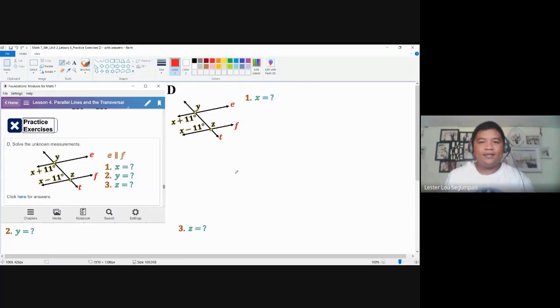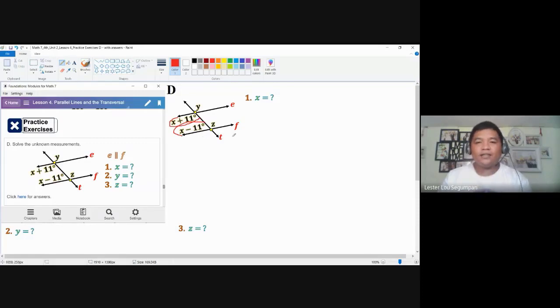Hi! This practice exercise is concerned now on determination of the values of the variables x, y, and z upon looking at the relationship that could be drawn from angles formed by a transversal. I'm talking about the angles formed here and here. Why do we concern with these two angles here?